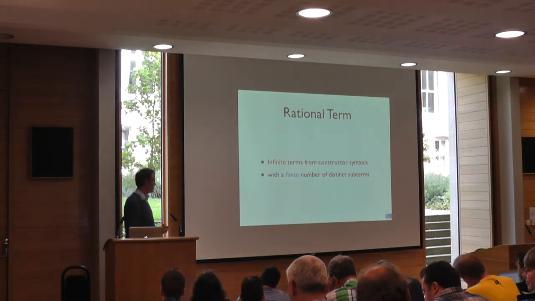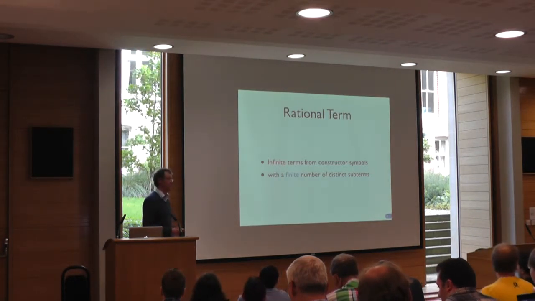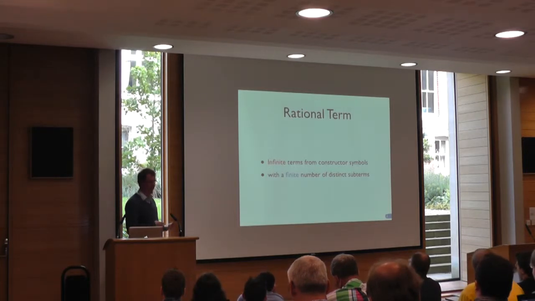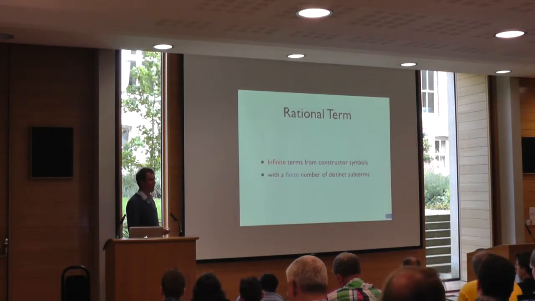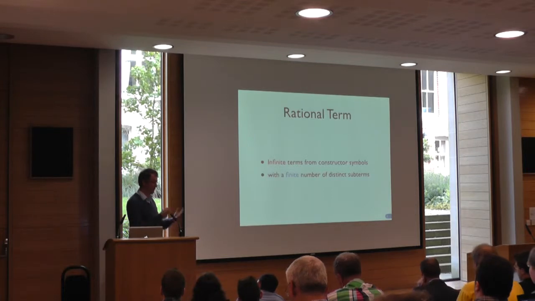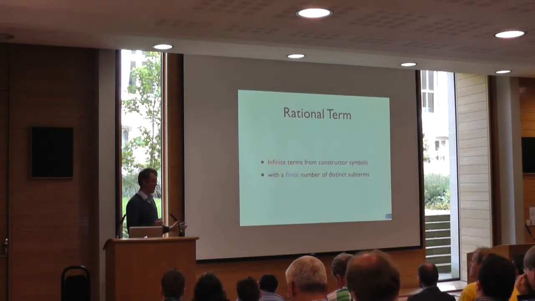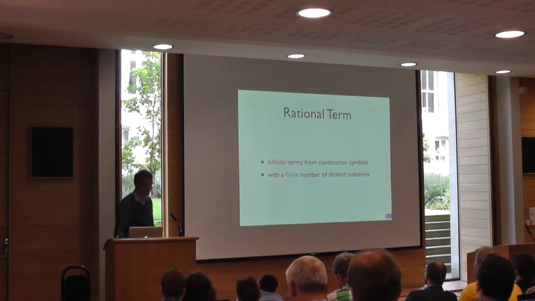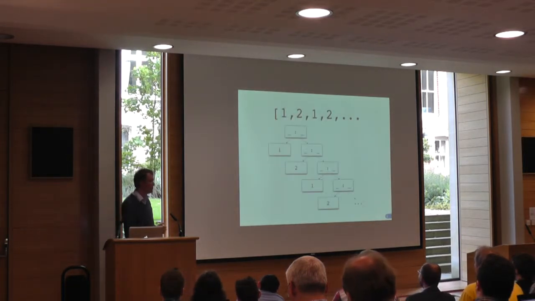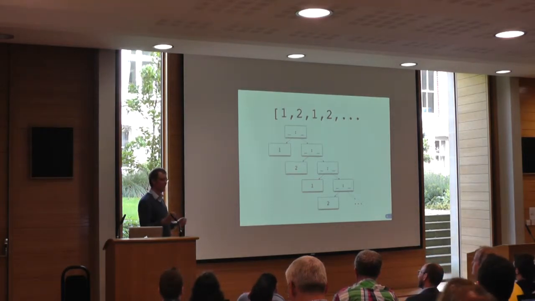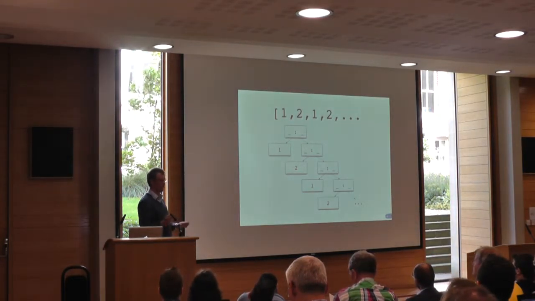So what are rational terms? They're terms built from constructor symbols, so uninterpreted symbols like type constructors in Haskell, and infinite terms, so they're infinite types, but they have only a finite number of distinct subterms. And while you're trying to understand that, let me show you an example. Here's a very simple one. It's an infinite stream of alternating numbers 1 and 2.